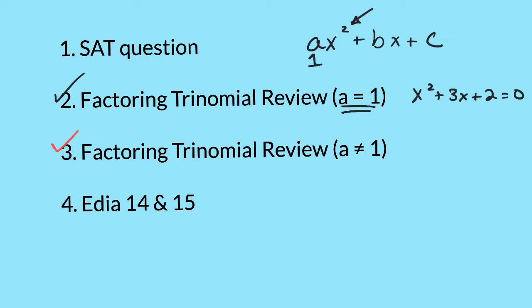And then we'll also look at number 3 there. What happens if you have a coefficient like 3x squared minus 2x plus 8 equals 0? So here the a value is 1. Here the a value is not 1. So it could be any number other than 1.